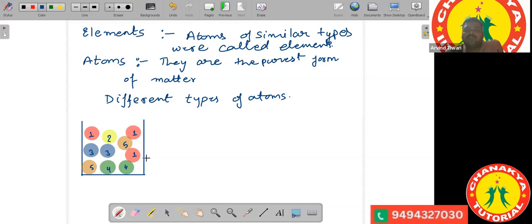They are different in their color and in their atomic mass, their structures, their properties. So if the atoms are similar in their properties, if they have similar masses, then we call those atoms atoms of the same element. Just wait for a minute.